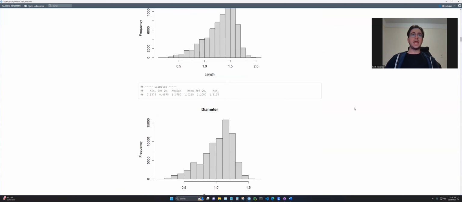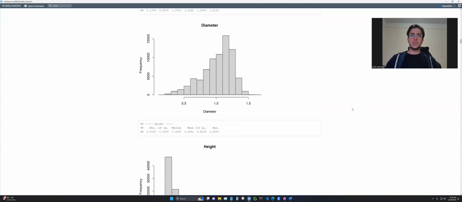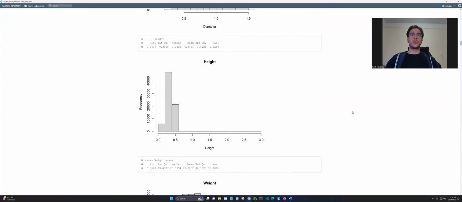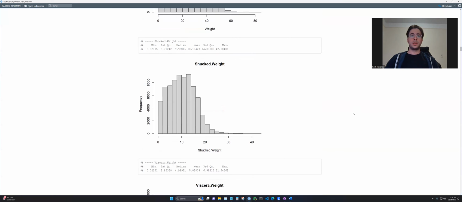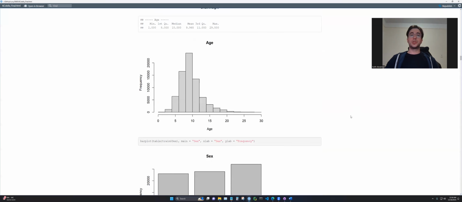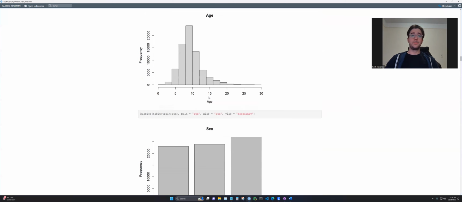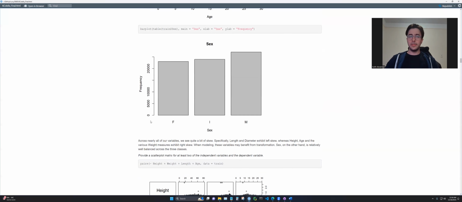And across all of these cases, we see some pretty significant skew. For both length and diameter, we see left skew. And then for the remainder of our variables, we see pretty significant right skew across all these cases. This also rings true for age, our target variable. The one exception is the sex categorical variable, which is pretty well balanced across all 3 classes.